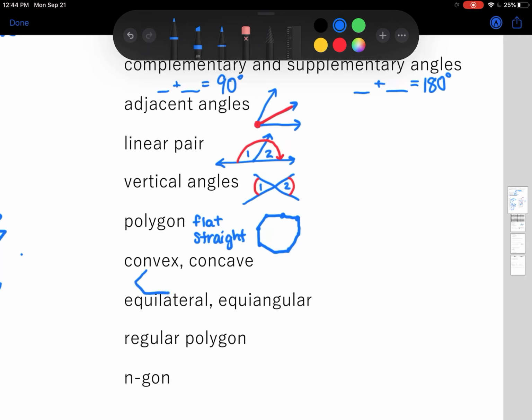Convex and concave. Maybe we'll just draw one. Here's a convex. Here's a concave. And that's where the bear goes, in the cave.